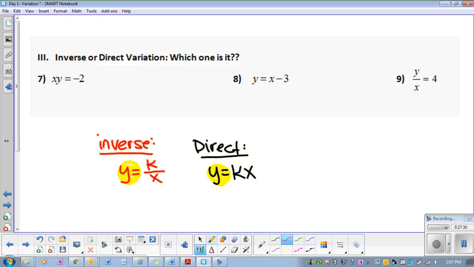So let's look at the first one. If I want to make this equal to y, what do I need to do? No, not minus. Divide by x. So then this is y equals negative 2 over x. Which one is that? Good. That one looks like inverse because it is. This one is inverse.